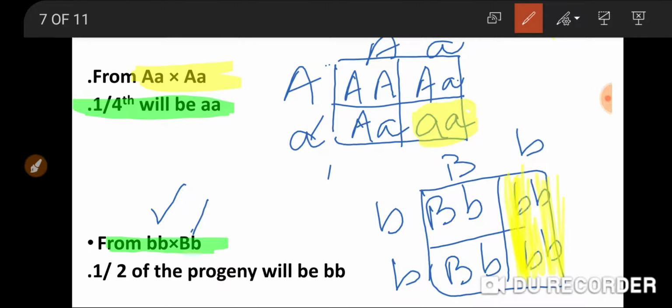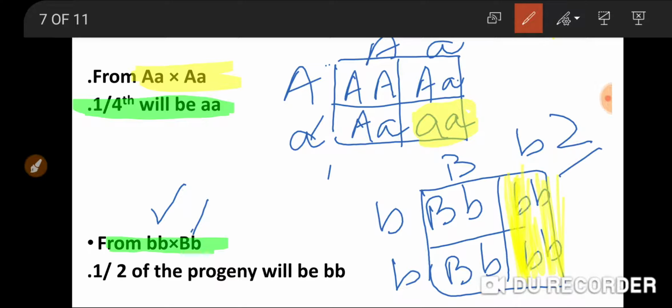of small b from this cross is 2 divided by how many total genotypes are here? 4. 2 ones are 2, 2 twos are 4, so we can say 1/2. That is equal to 1 by 2 is the probability, or we can say 1/2 of the progeny from this cross will have the genotype of small b, small b.